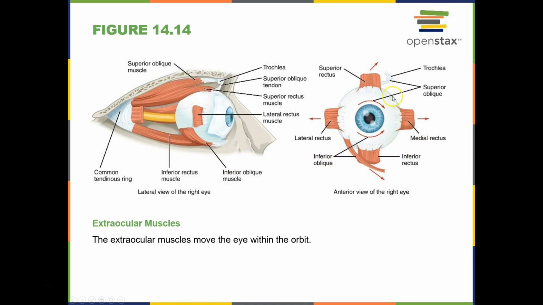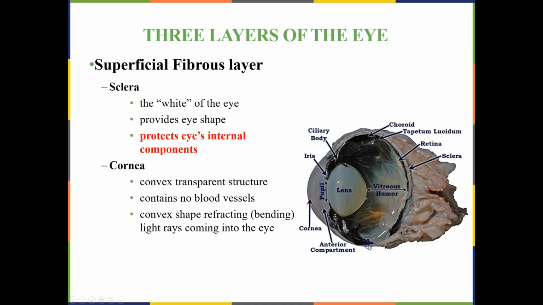So we have superior, inferior, medial, and lateral rectus muscles that help to move the eye superiorly, inferiorly, medially, or laterally. Then we have an inferior oblique and a superior oblique muscle as well that help to move the eye either up or down, so we can kind of move our eyes in a circular pattern. So moving the eye towards or away from that medial aspect, or down.